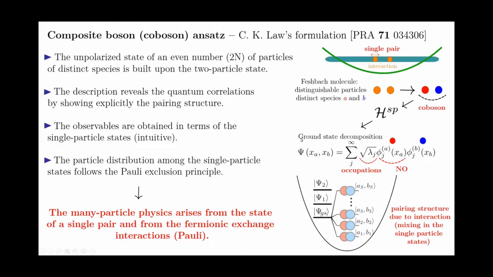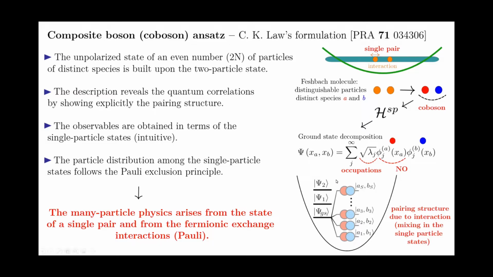For us, these two particles must be distinguishable, meaning that we have two different kinds of particles, A and B, or red and blue. That could be, for instance, electrons of different spins or atoms in different hyperfine states. But the whole system must be unpolarized. We must have the same amount of red particles and blue particles. So in the description proposed by Law, the pairing structure is explicitly used, and the observables are obtained in terms of the single particle state, and that, in my opinion, makes the results more intuitive or imaginable.